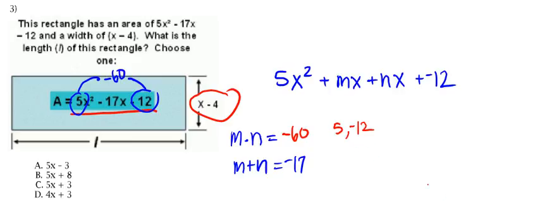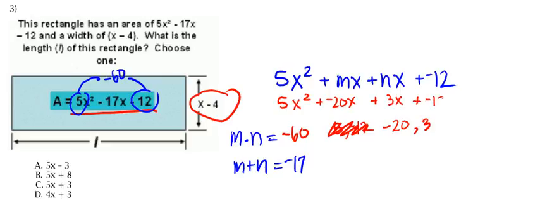Back it up. That doesn't work. Okay, I'm on to a new one. I thought I had it and I didn't. How about this one? How about negative 20 and positive 3? Negative 20 and positive 3 gives me negative 60, but when I add them together, they give me negative 17. Perfect. There we go. So let's go through and write this. This becomes 5x squared plus negative 20x plus 3x plus negative 12.